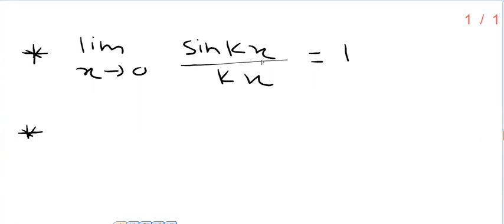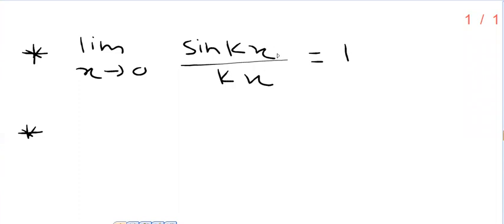Actually, one student is asking it should be k. No. If I say sin kx upon x, then the value of limit is k. I am considering this only. We are not solving a problem on limit. I have mentioned general result. Limit x tends to 0, sin kx upon kx, it is 1. If you say sin kx upon x, then yes, value of the limit is k.